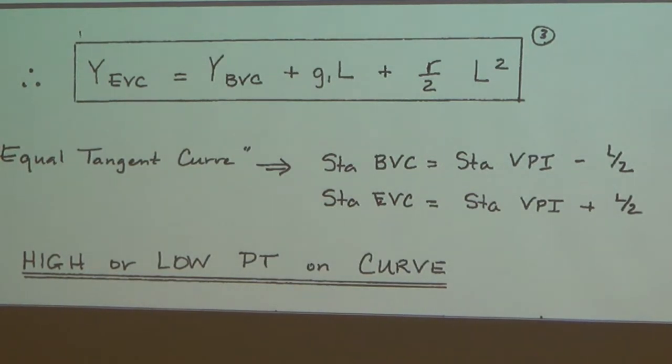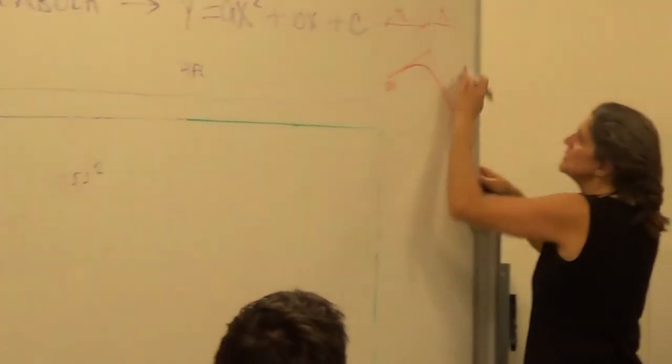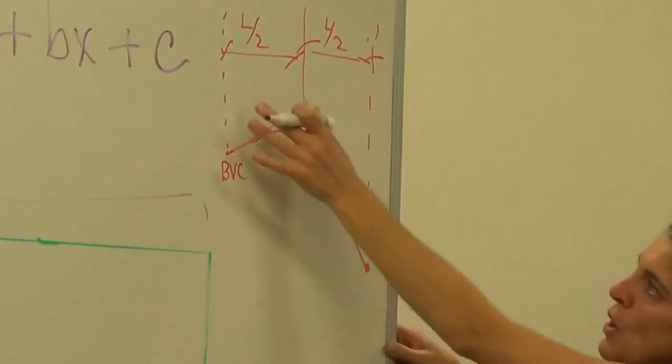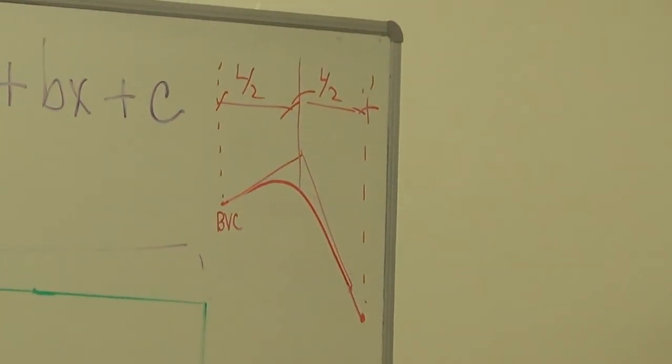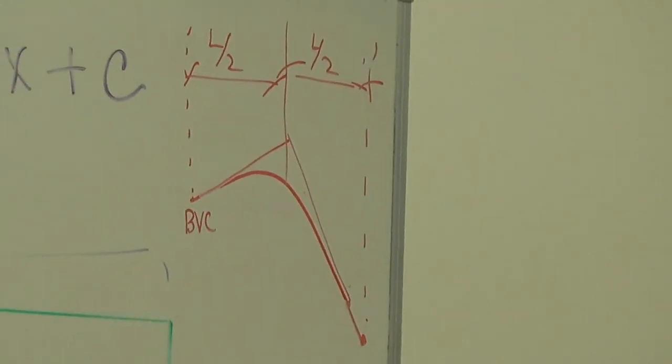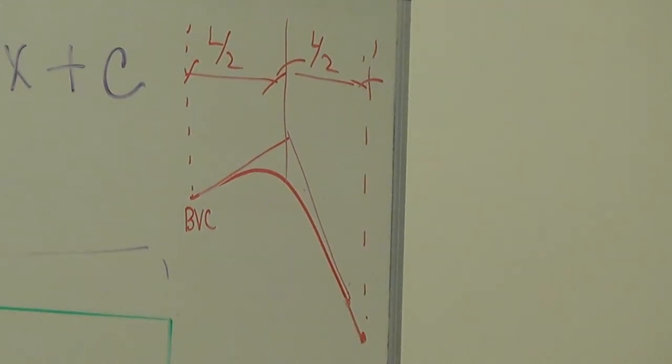It's saying those two distances are the same: this is L over 2, and this is L over 2, horizontal. So this one should go a little further to really be an equal tangent. The slopes are not the same, it's just the horizontal distances are the same. So these are called equal tangent vertical curves, and those are the only ones we're dealing with.